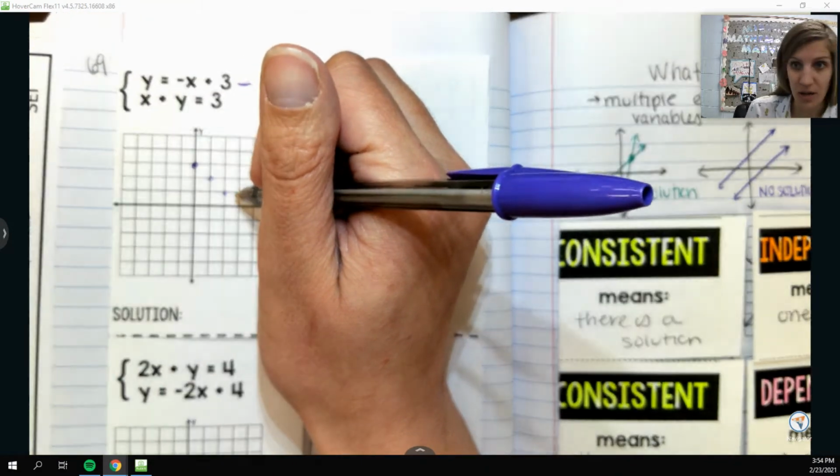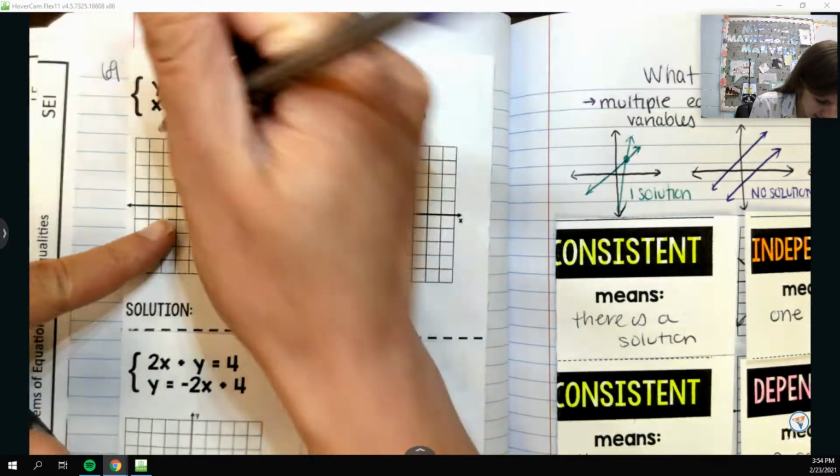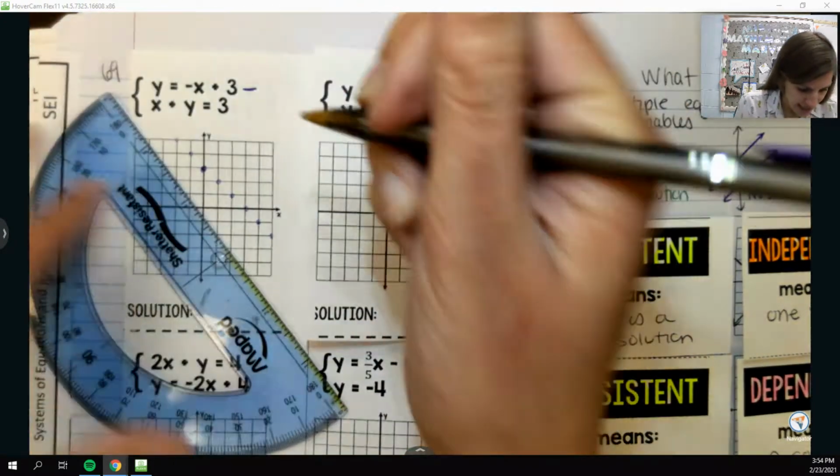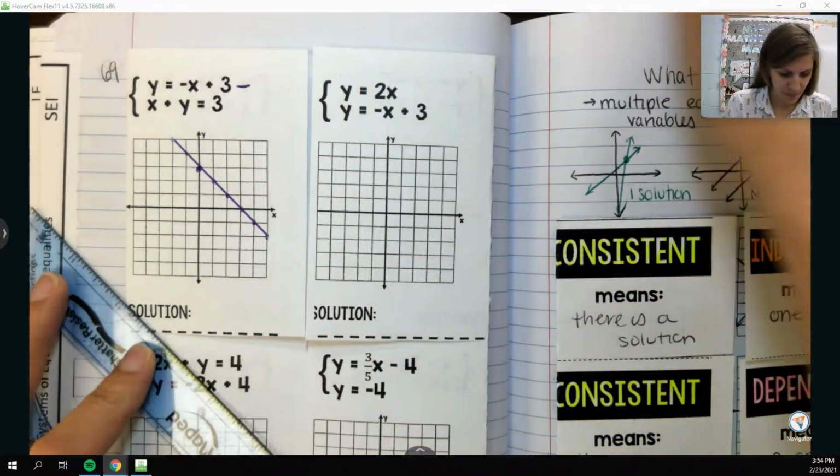I'm just looking around. I want a straight edge. I want a real straight line. Now again, with these ones, I like to do lots of dots because I can look for exactly where the two lines meet if they do.